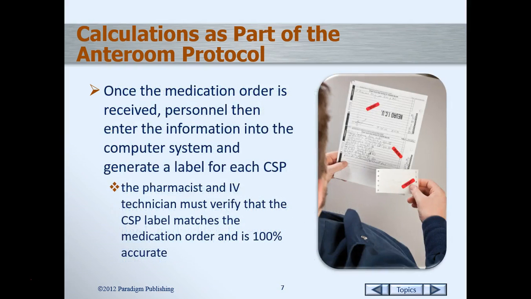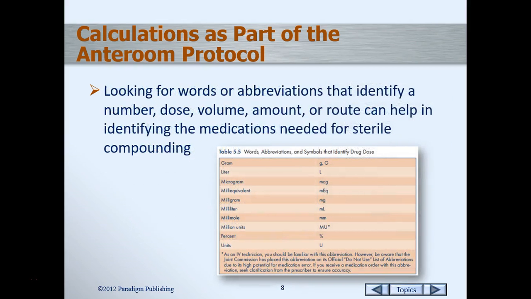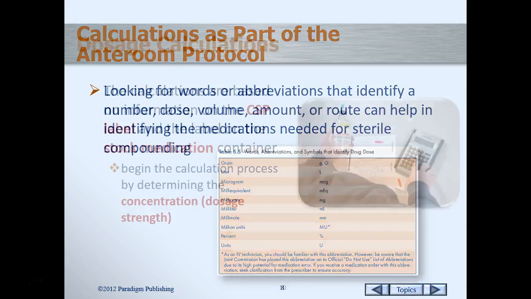Once the medication order is received, we enter the information into the computer system, and we generate the label, and then we go back and we verify it against the original order. So I referenced that at the end of Chapter 4. We want to make sure that the information matches 100%. So you can also review in this chapter the common terminology and abbreviations that we use, milligrams, milliequivalents, micrograms, and such.